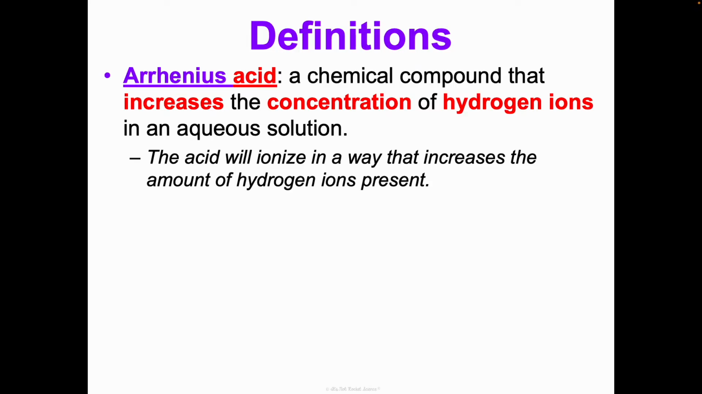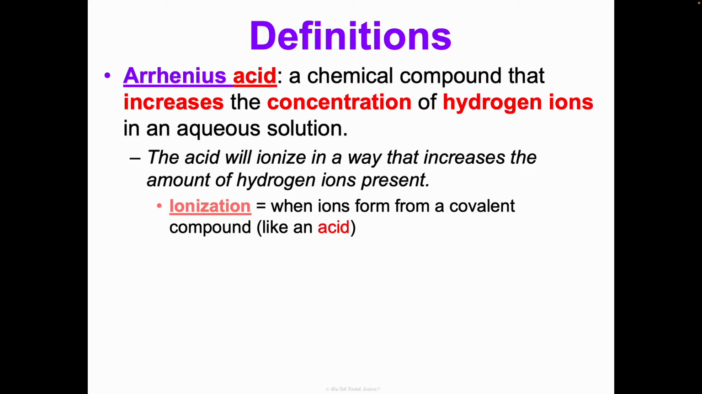So what does ionize mean, or what is ionization? That's when ions form from a covalent compound like an acid. This is a slight distinction from dissociation. Think about HCl, hydrochloric acid, which we just talked about on the last slide. HCl is a covalent compound between the hydrogen and the chlorine, but it's very, very polar. So it's going to separate into a hydrogen ion and a chloride ion. Instead of saying that it dissociates, we say it ionizes in that way.